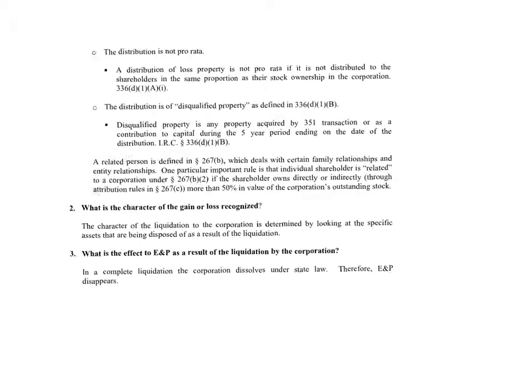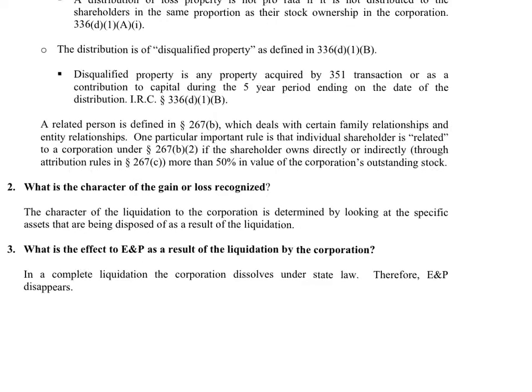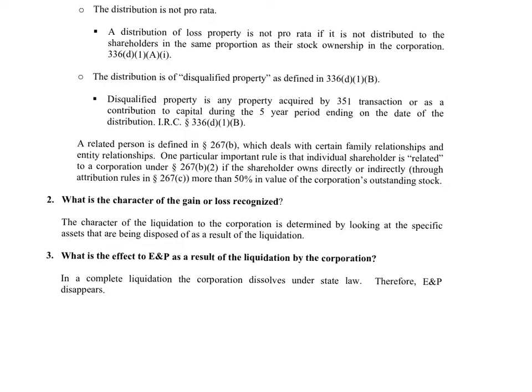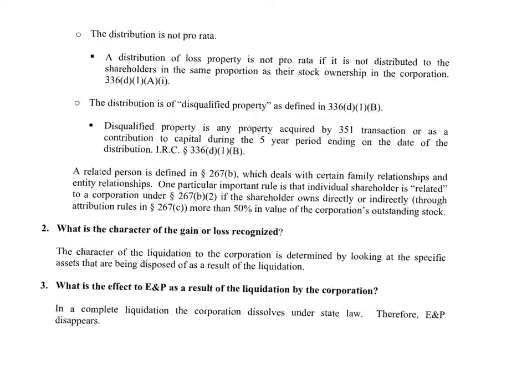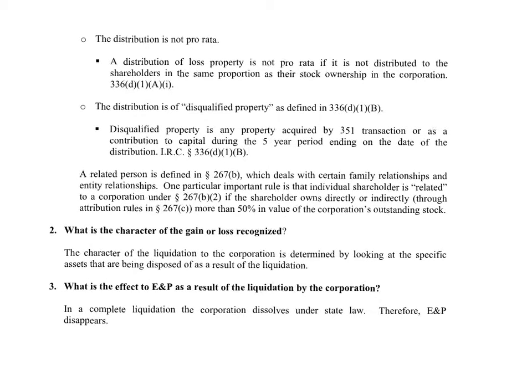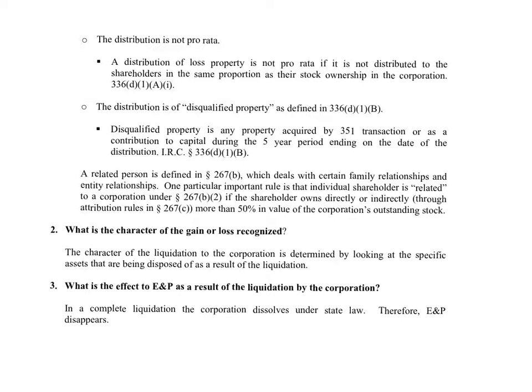What is the character of the gain or loss? The character is going to depend on what kind of asset it is. If it's a 1231 asset, it's going to be 1231 gain or loss. If it's a capital asset held by the corporation, capital gain, capital loss. Ordinary asset, ordinary gain or loss. What's the effect of earnings and profits? Well, the corporation is liquidating, so it disappears.